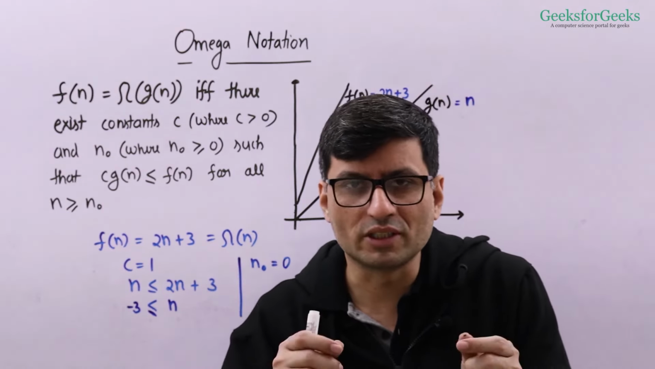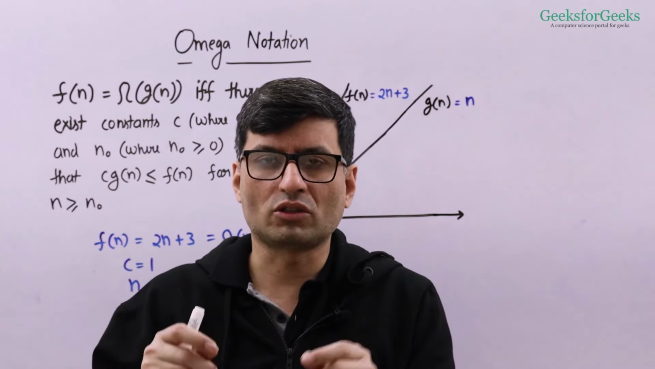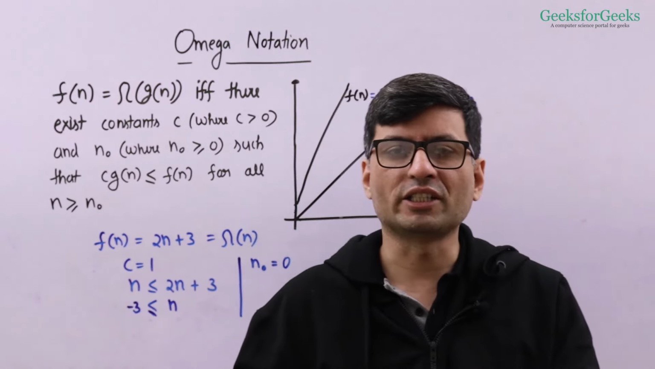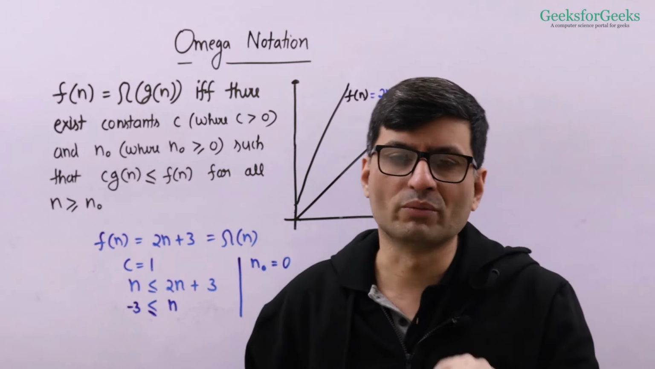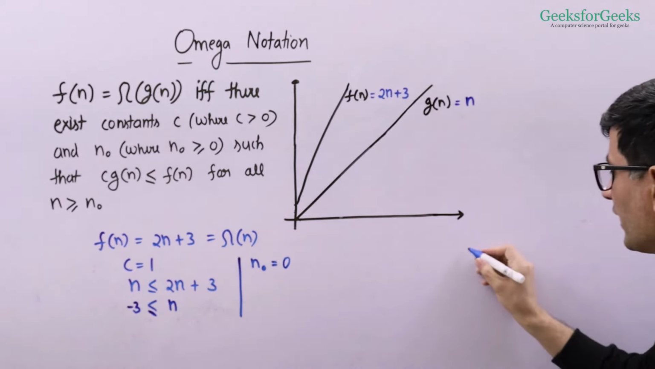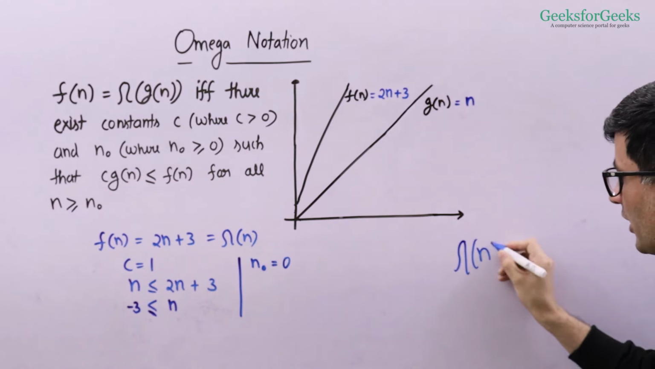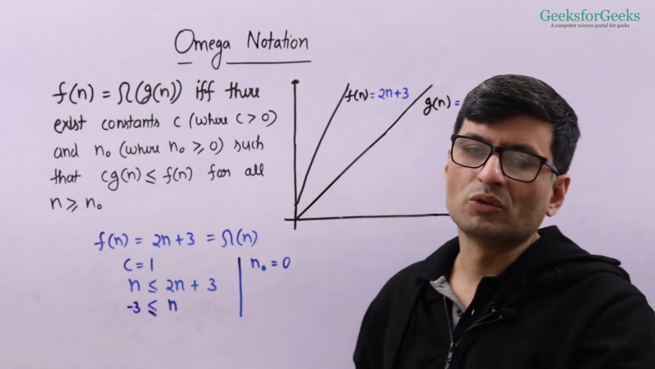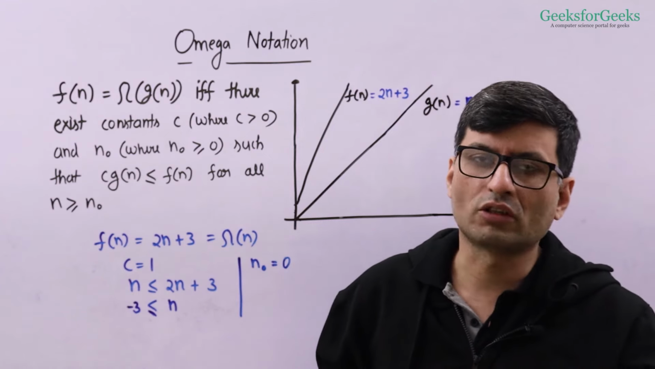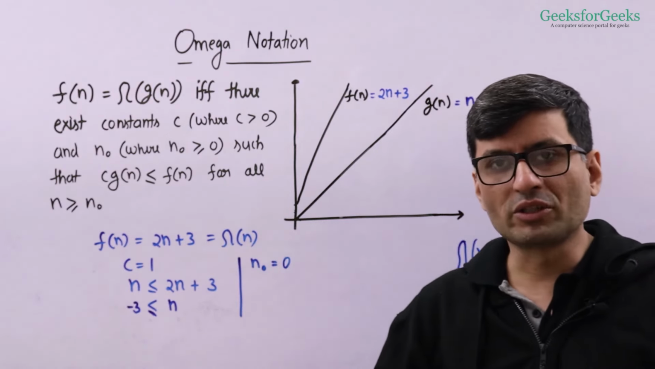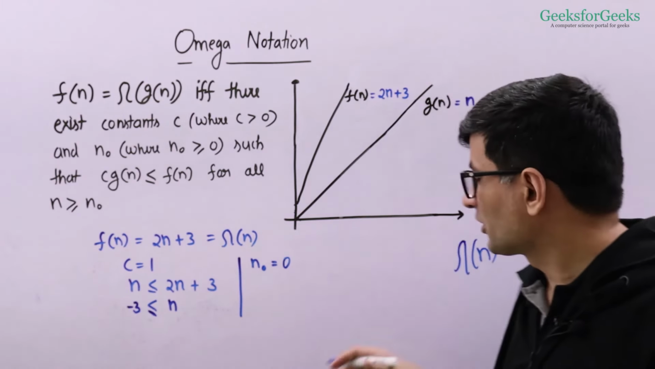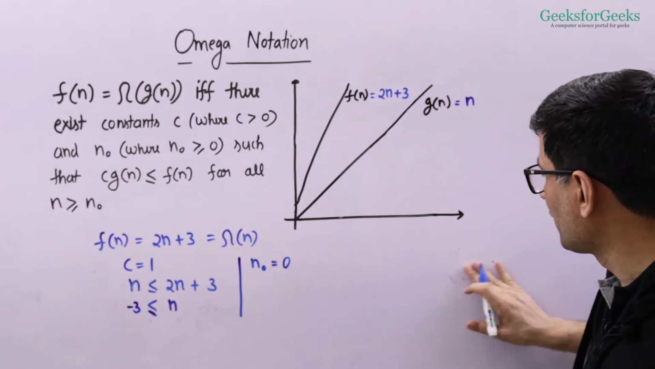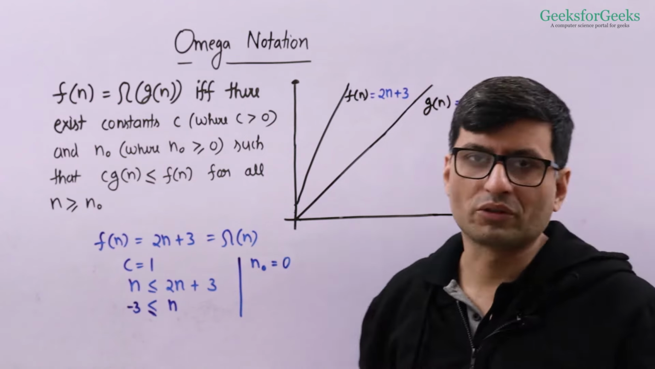Suppose your algorithm is initializing scores of n players, then you can say the time complexity of this algorithm or program is big omega of n. It's going to take at least big omega of n time because there might be a loop which is initializing scores of n people, right? So it's going to take at least linear time and we don't know the upper bound, right? So big omega notation is useful when you have a lower bound.